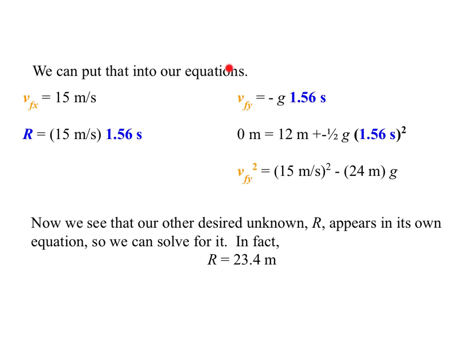Now we can go back and put that in our equations. VFX remains 15 meters per second. Nothing's going to change that. VFY we could compute. It's minus g times 1.56, but I don't care about VFY, so I'm not going to. Here's where it gets paid off. The range is 15 meters per second times 1.56. This equation gives us our range. We can now say that r is 23.4 meters. That's often going to be the thing where we find the range and get the time, or find the time and get the range. Isn't guaranteed, isn't necessary, but is the most common kind of problem that shows up.